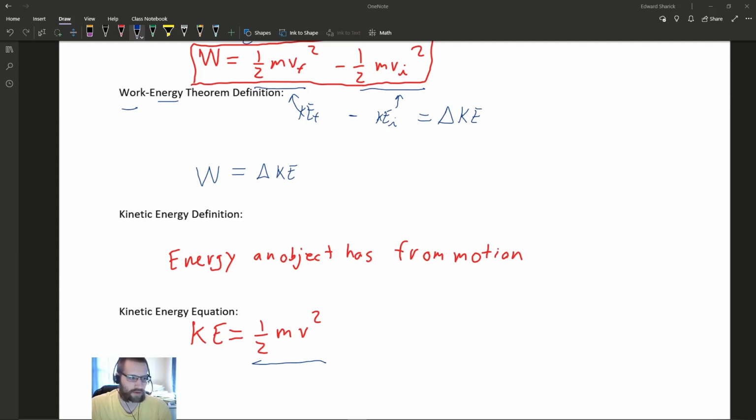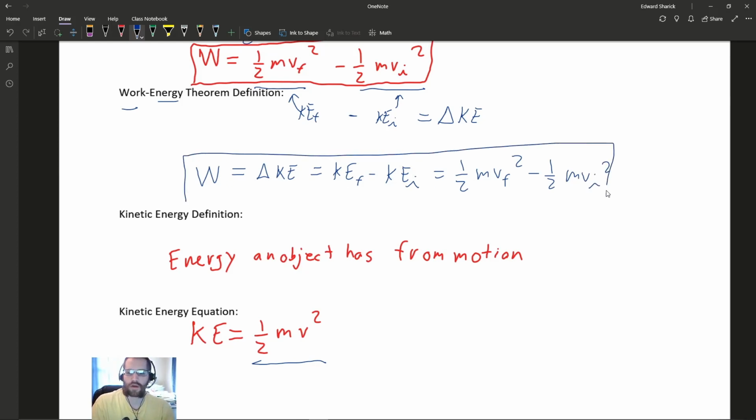We can write this a couple different ways. We can say work equals change in kinetic energy. We can say work equals KE final minus KE initial, or we can even expand this out further: 1/2 mv final squared minus 1/2 mv initial squared. So all these things are equal to each other here, and all of these are implicated within the work kinetic energy theorem.